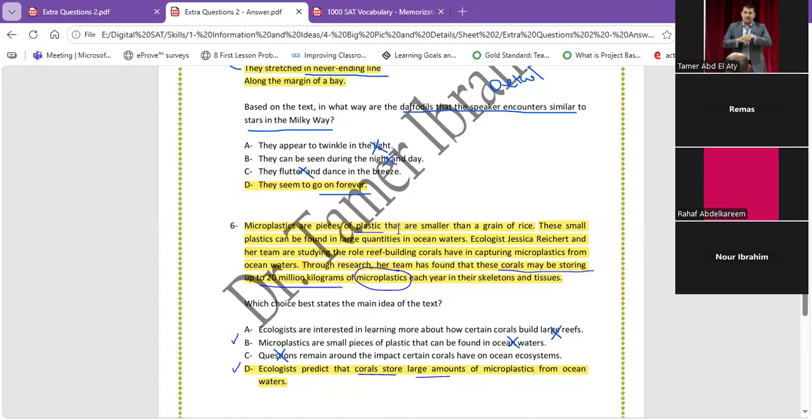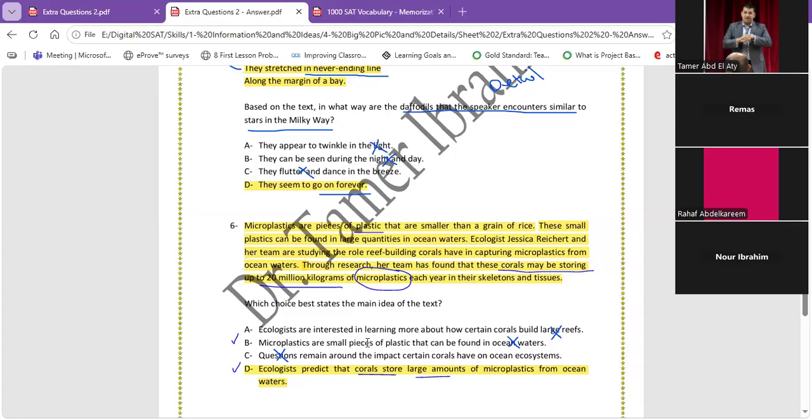Microplastics are pieces of plastic that are smaller than a grain of rice. These small plastics can be found in large quantities in ocean waters. Ecologist Jessica Richard and her team are studying the role of reef-building corals in capturing microplastic from ocean waters. Through research, her team has found that these corals may be storing up to 20 million kilograms of microplastic each year in their skeletons and tissue.